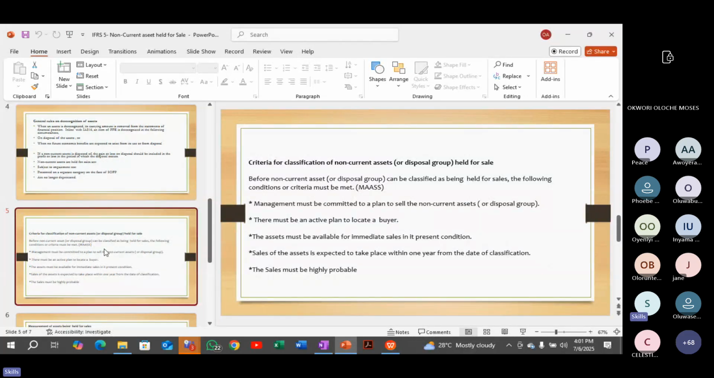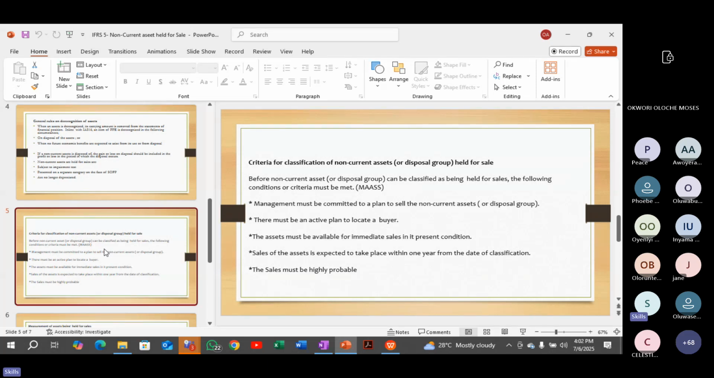We are not talking about tax now. Under tax, we always have proration and the likes. But in as much as you are doing your financial reporting, if you are prorating, that is for the sake of depreciation charge. But that is not where we are going today. For this particular standard, it is telling me that sales must take place within 1 year from the date of classification.